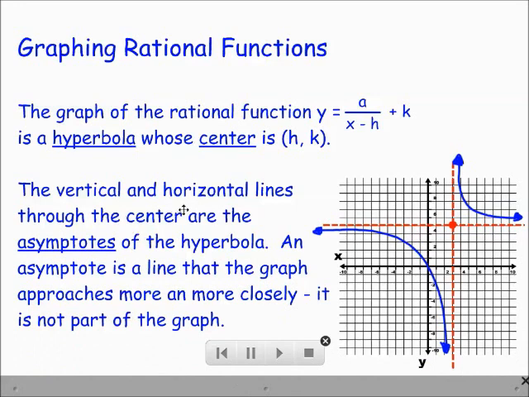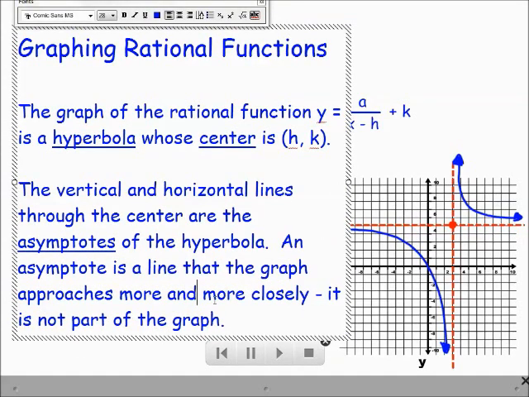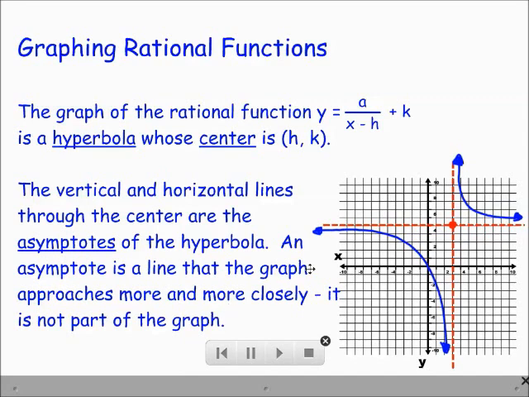Okay, the vertical and horizontal lines that run through the center are called asymptotes of the hyperbola. An asymptote is a line that the graph approaches more and more closely. It is not part of the graph. Okay, so what we've got here, this is our hyperbola. Well, these are the branches of our hyperbola anyway.